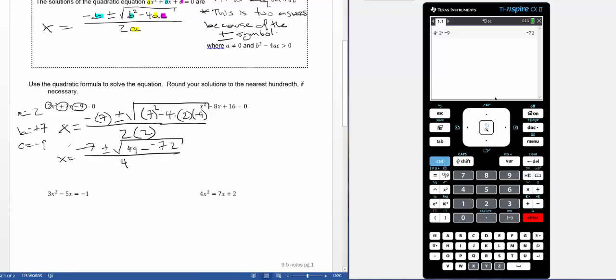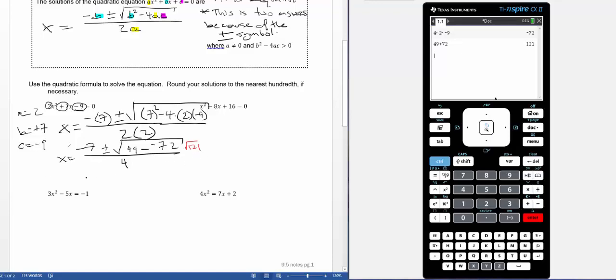It would probably be good to figure out what 49 minus negative 72 is. And we've calculated here 49 minus a negative is plus. That's 121. So this is maybe better written as the square root of 121. There are two answers here. Negative 7 plus the square root divided by 4, and negative 7 minus the square root divided by 4.